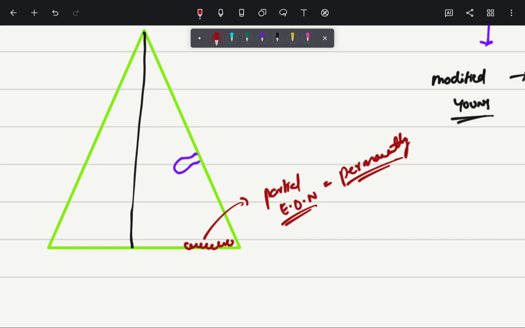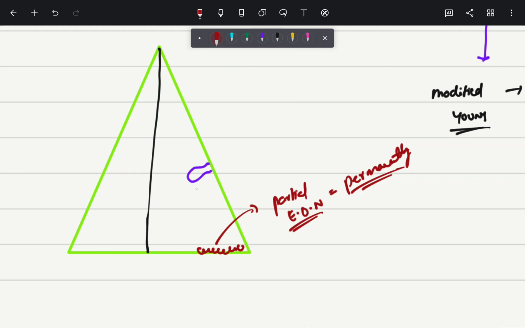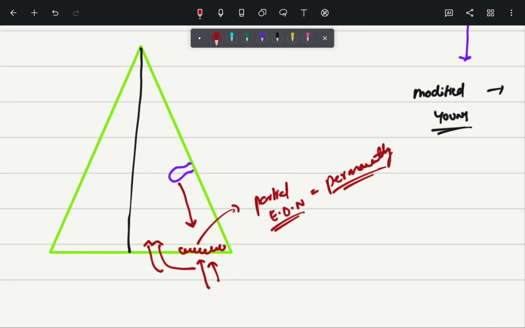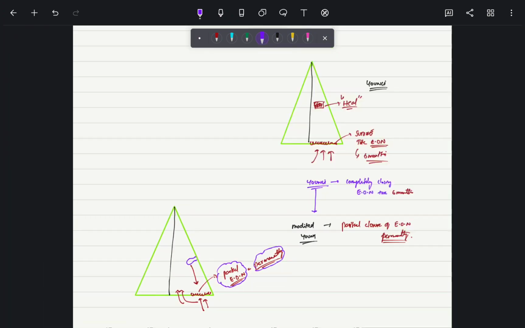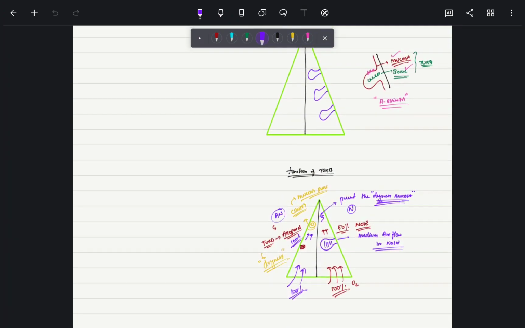Now why are we doing this partial closure of the external opening of the nose? As you can see, it is acting similar to a turbinate, right? Instead of allowing all the air, it will allow only some of the air to enter the nasal cavity, so a medium airflow is coming into the nose. Thus in modified Young's procedure we usually prefer partial closure of the nose, done permanently. We will suture it permanently, and it will act as a turbinate. So that was about atrophic rhinitis. Thank you guys.